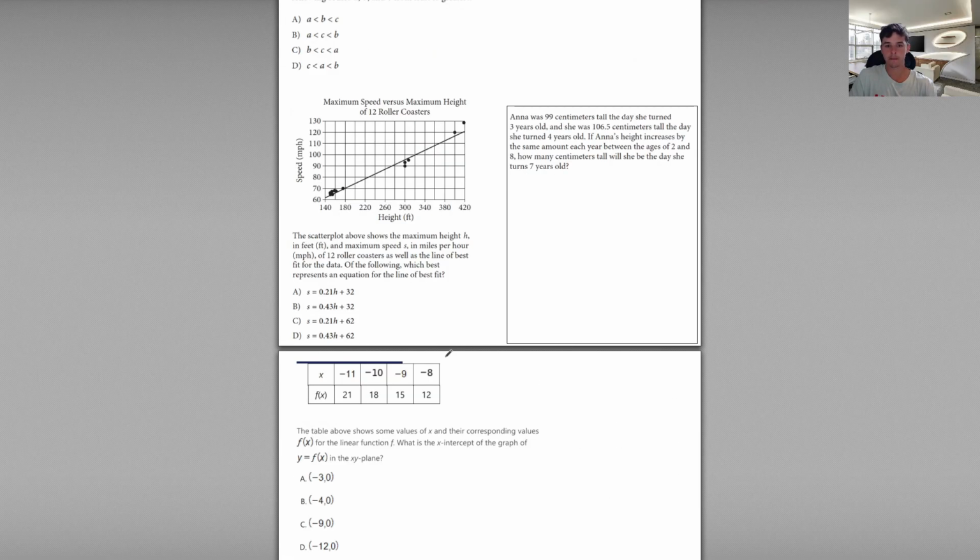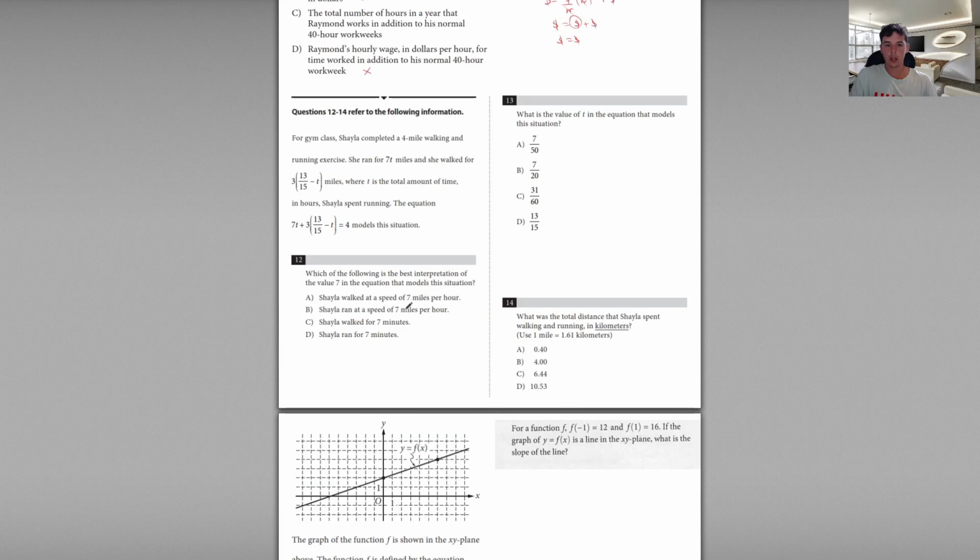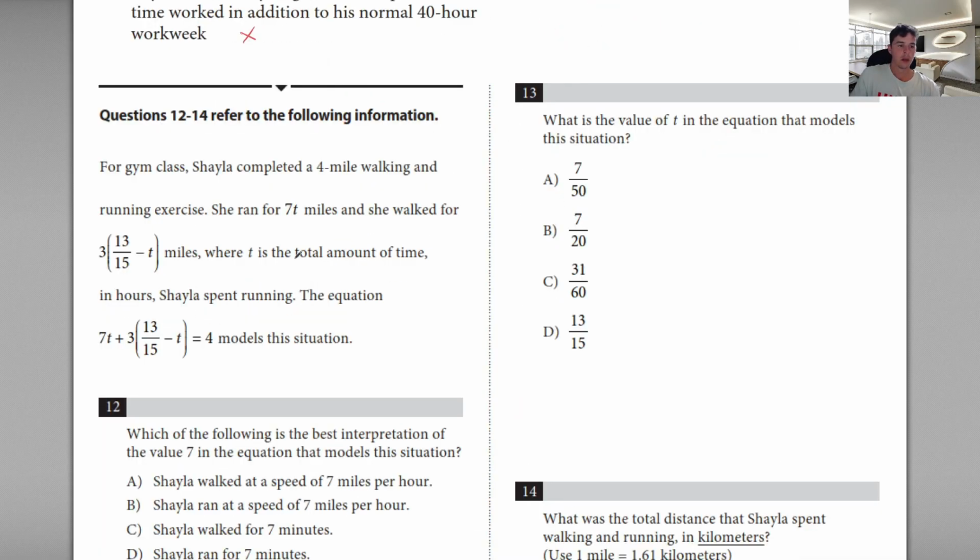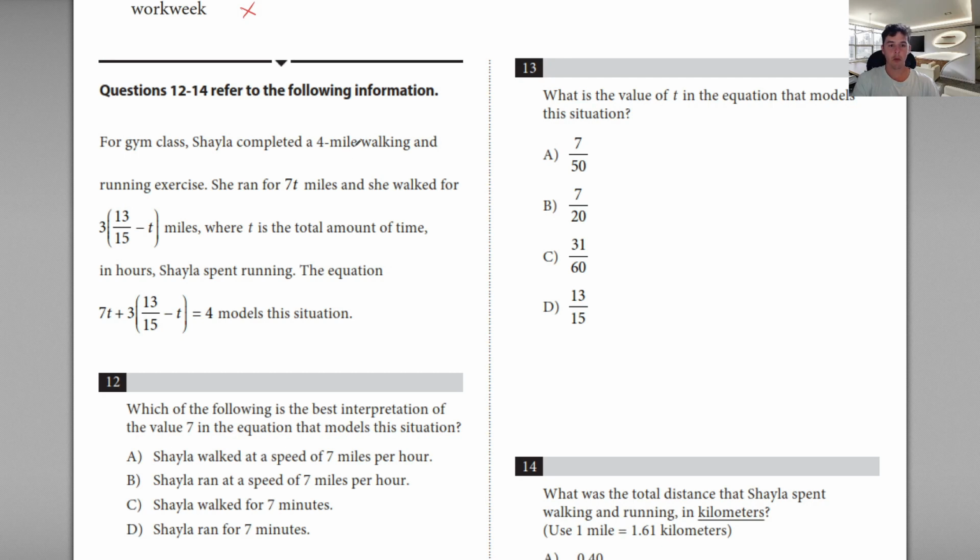So this is interesting. So we got a little bit more to go. So let's do it. For gym class, Shayla completed a 4-mile walking and running exercise. She ran for 7t miles and she walked for 3 times 13 over 15 minus t miles. So this is running, this is walking. Where t is the total amount of time in hours Shayla spent running. The equation 7t plus 3 times 13 over 15 minus t equals 4, so this is running and this is walking.